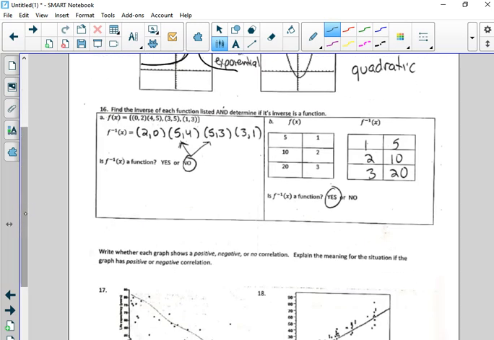Find the inverse. Very simple. You literally just trade x for y. You're just going to switch them. So (0, 2) becomes (2, 0), (4, 5) becomes (5, 4), and so forth.